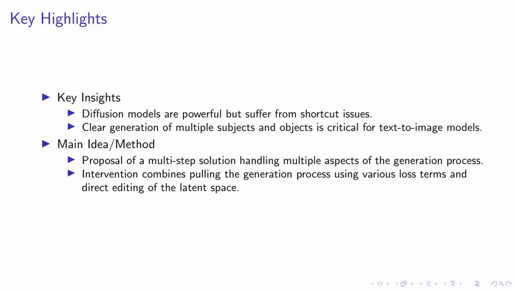We handle multiple aspects of the generation process, including cross-attention and the latent space. Our approach involves a unique intervention that combines pulling the generation process during inference time using various loss terms and direct editing of the latent space. This comprehensive solution enhances the ability of text-to-image diffusion models, making them more capable of generating images with multiple subjects or objects. Stay tuned as we delve deeper into the specifics of our method in the following slides.